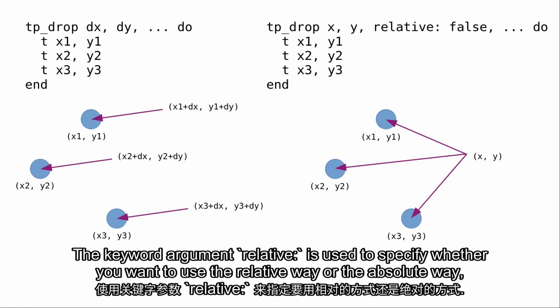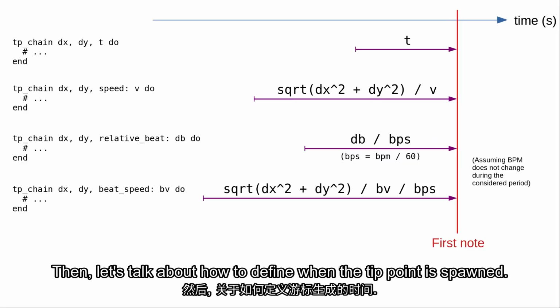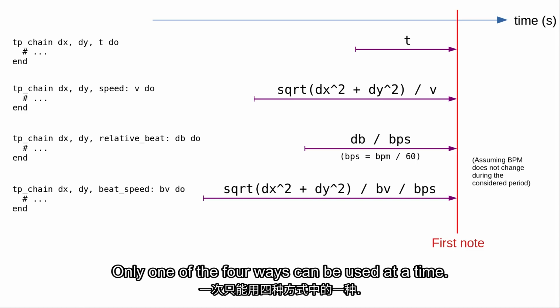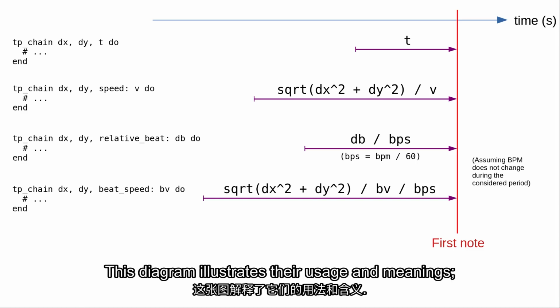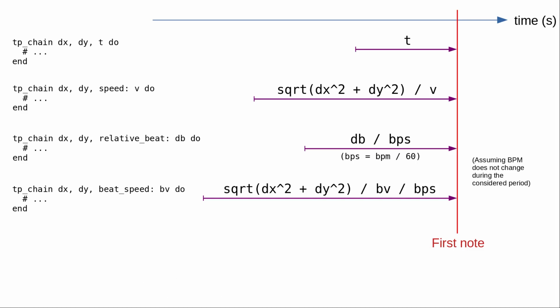The keyword argument relative is used to specify whether you want to use the relative way or the absolute way. And if you do not specify it, by default it is true, meaning that the relative way is used. Then let's talk about how to define when the tip point is spawned. There are 4 ways to specify the spawning time: relative, speed, relative beat, and beat speed. Only one of the 4 ways can be used at a time. This diagram illustrates their usage and meanings. I hope it is illustrative enough so that I don't have to explain them one by one in words.